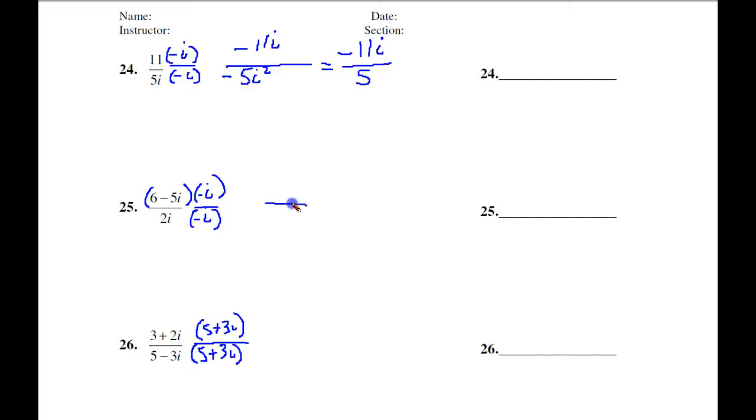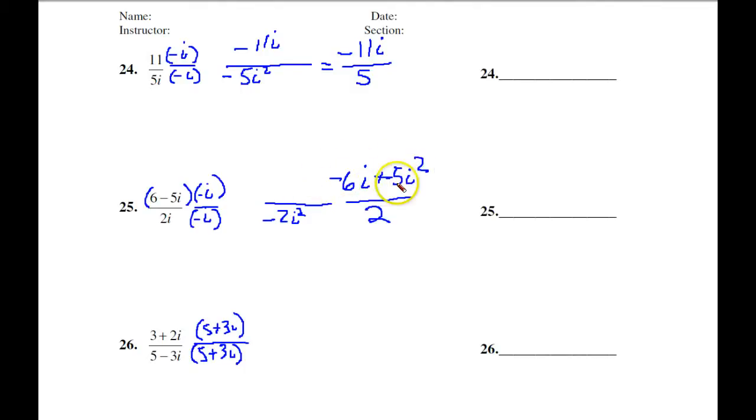Okay, let's do this one here. We'll do the bottom first. This is going to be a negative 2i squared. That's going to become a positive 2. And my top becomes a negative 6i, plus negative times negative now makes it a plus 5i squared.